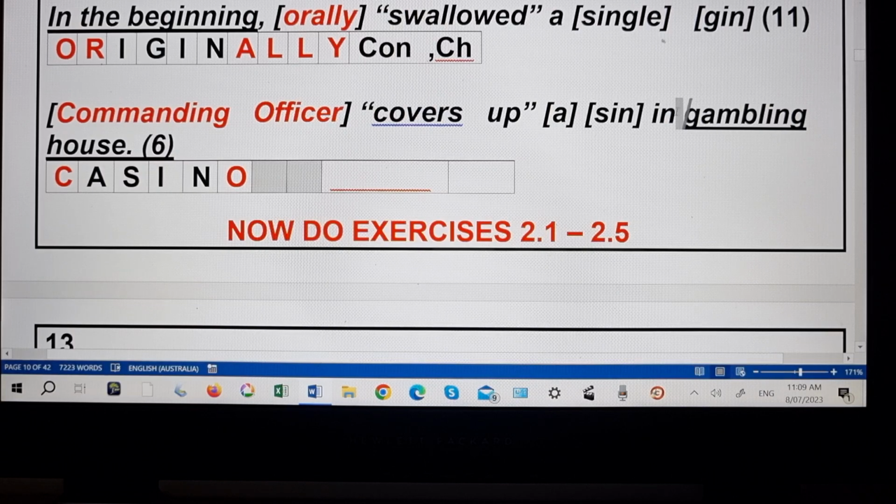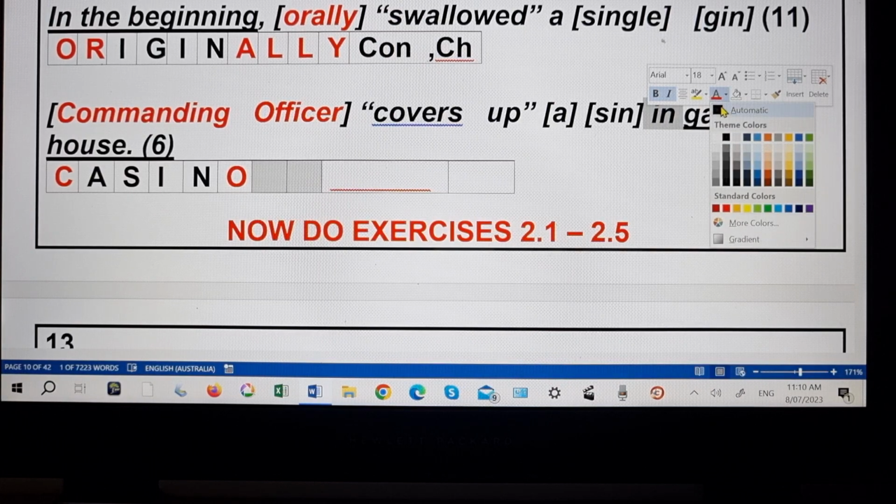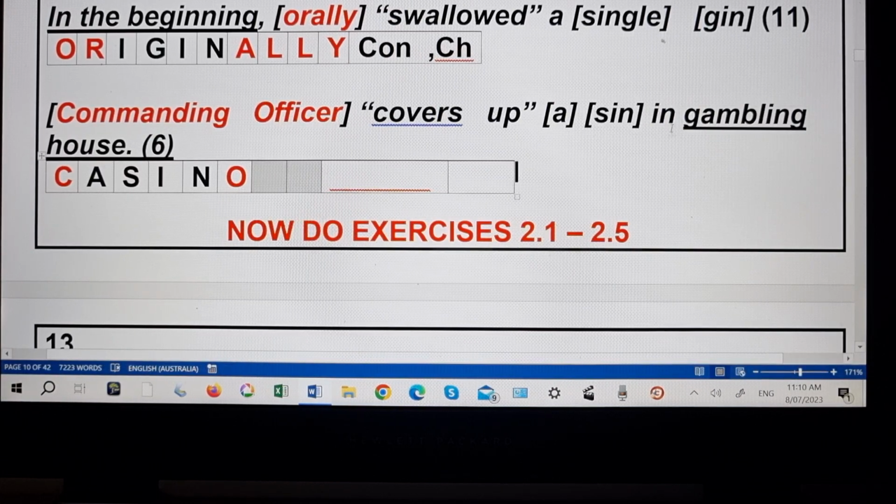Oh, I didn't even put that down. Look, in is the flag for your container. Oh, dearie me, slipping, Barry. That's a container flag. Well, it's not even marked there. Well, oh, no, it's not because covers up. You already got it covered, haven't you? There's your covers up. Well, commanding officer covers up a sin and is not in the gambling house.